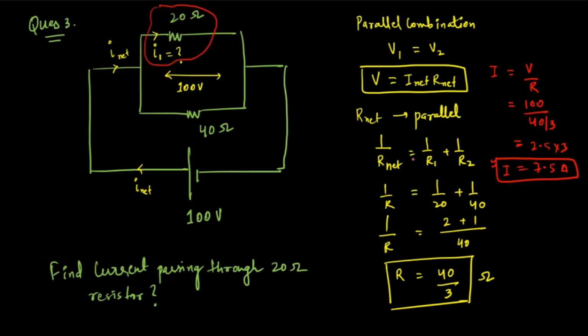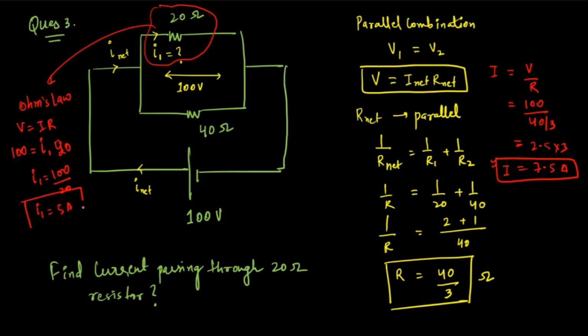Again, we'll apply Ohm's law. We have the potential, so we can find the current. Ohm's law says V is equal to IR. The potential across this resistance is 100, the current we mark as I1, and R is 20 ohms. So I1 is 100 over 20, which is 5 amperes. That is what we need to keep in mind.